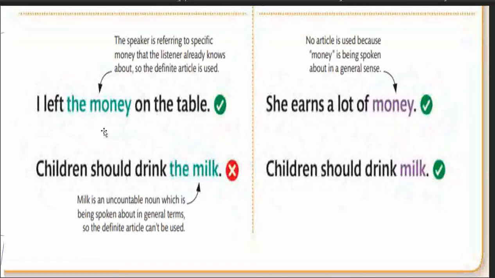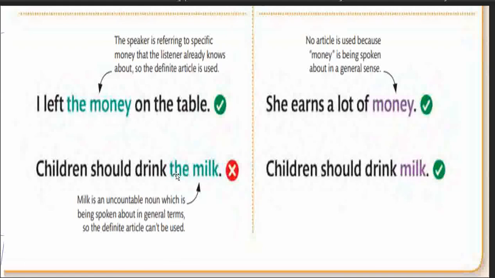Now let us see another set of examples which is quite interesting. Over here, I left the money on the table. Usually, the word money itself is uncountable. Now, when you say the money, I left the money on the table, from the context, we understand that the speaker is talking about some specific money, and the listener already knows that the person is talking about certain specific money. The speaker is referring to specific money that the listener already knows about, so the definite article is used. That's why the is used.